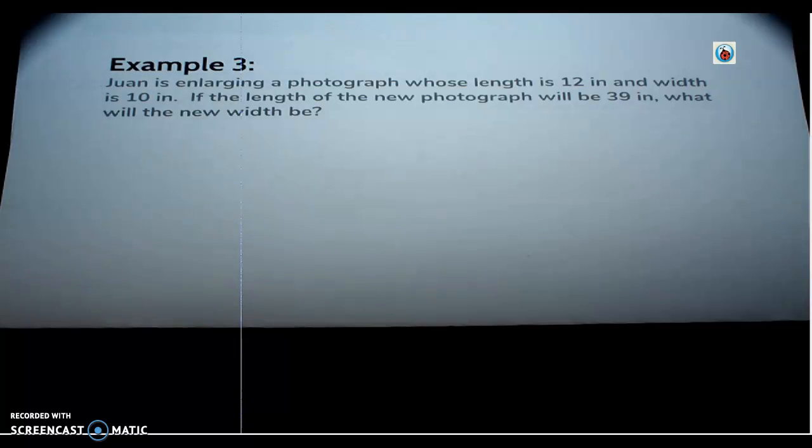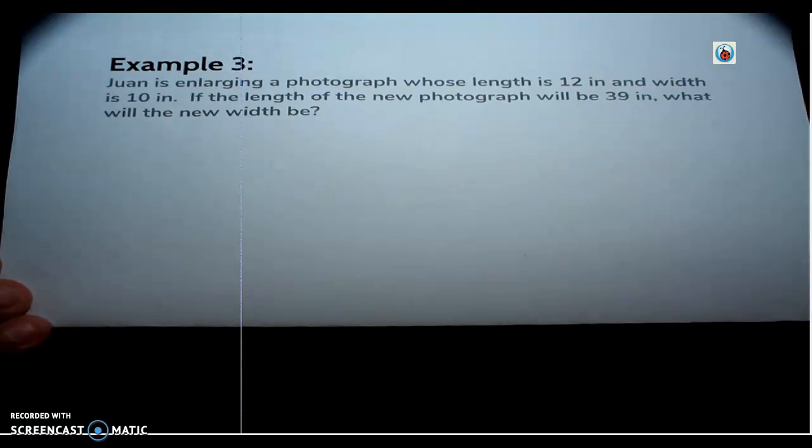So example number 3, Juan is enlarging a photograph whose length is 12 inches and the width is 10 inches. If the length of the new photograph will be 39 inches, what will the new width be? So anytime that I have a word problem like this, the first thing I like to do is to draw a picture if one was not given to me. So I'm going to go ahead and draw what they're talking about.